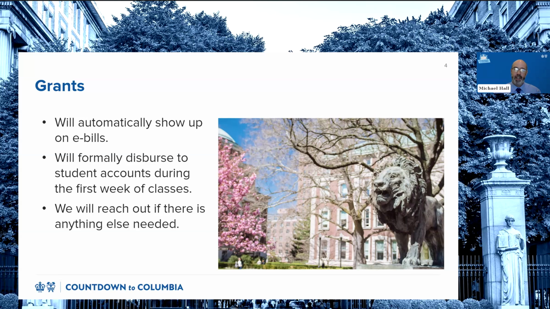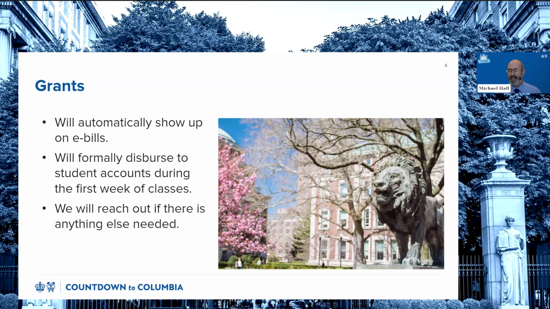And additionally, the majority of the grants are going to automatically disperse during the first week of classes. Now, when I say disperse, this is going to be talked about later. There's the bill, and then there's the actual student account. There's the bill where we anticipate everything, and then there's the actual student account, which is the actual credits and debits of charges and credits and all that. But bottom line, keep in mind, in most cases, there's nothing you need to do.